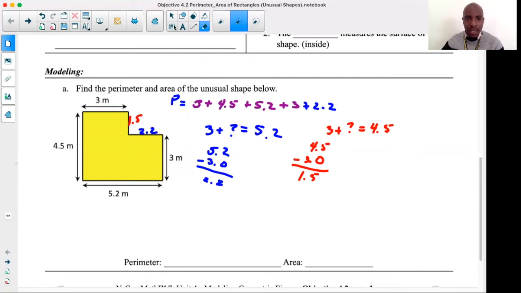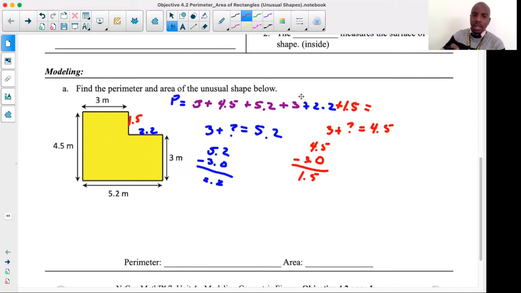Now that I found the missing lengths, now I can go and calculate the perimeter. When I add up all of these sides, let's see what we get. And I'm going to use my calculator here because I actually didn't get a chance to calculate it beforehand. 3 plus 4.5 plus 5.2 plus 3 plus 2.2 plus 1.5. And that gives me 19.4. So 19.4 is my perimeter. Since they do have the letter M next to it, I'm going to say 19.4 meters is my perimeter.